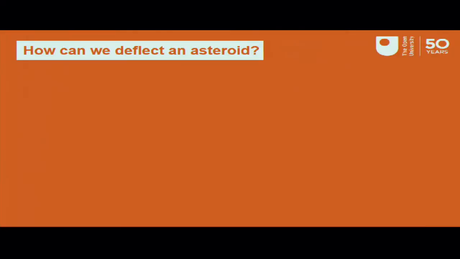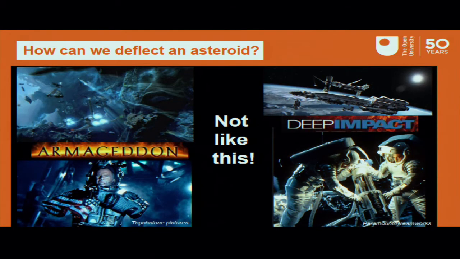Okay, so given all that, how do we stop one if one has our name on it? Not like this. Great fun, but I could give you a 2-hour lecture on the bad physics in these films. But summed up, basically they were too late. There's no way they could do anything. It's always a last-minute cliffhanger on a film, and they stop the thing at the last day and the last hour. No. If you're going to stop one of these asteroids, you've got to do it years or decades ahead of time.